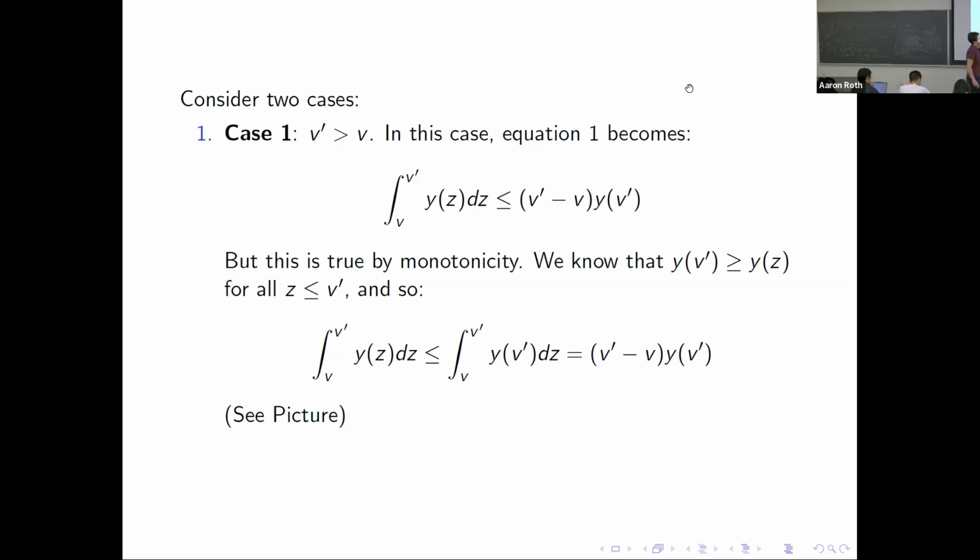And so can anyone remind me, probably you all took calculus back in third grade or something, so it's been a long time, but how do I draw an integral? What is the geometric meaning of a 1D integral of a curve? Yeah, area under the curve. So the integral from v to v prime, this thing that we need to bound, is the area under this curve. So the left-hand side is this area I've shaded in yellow.